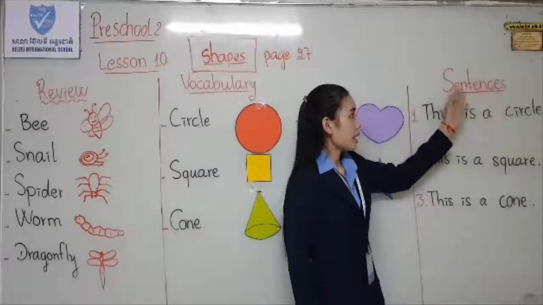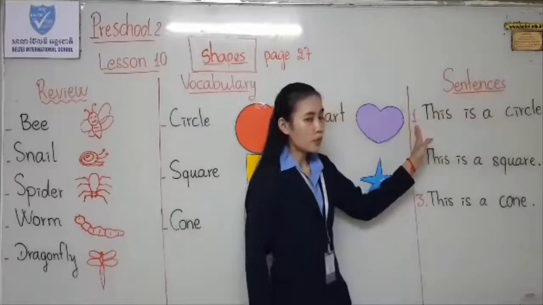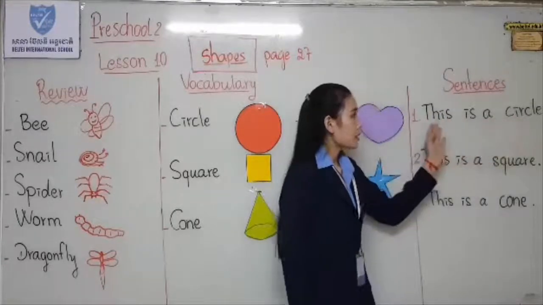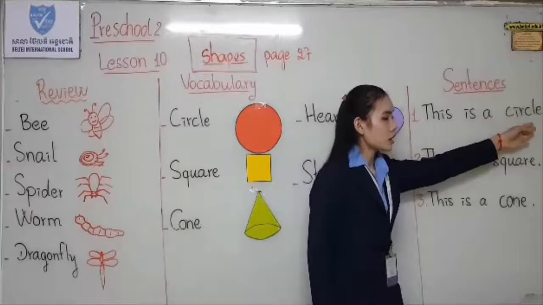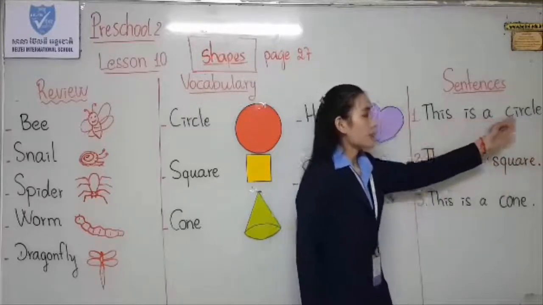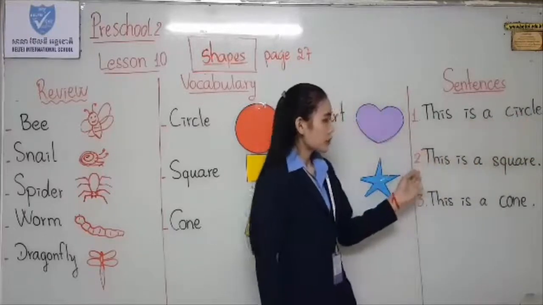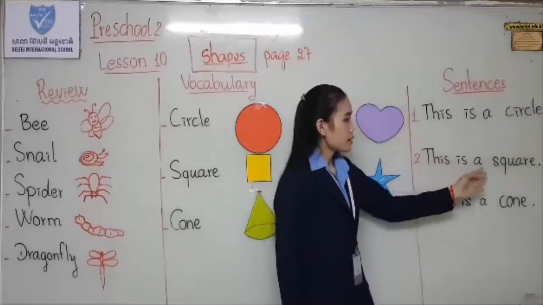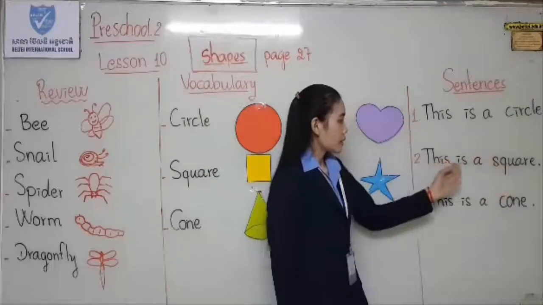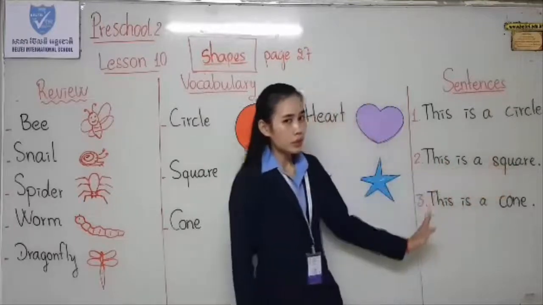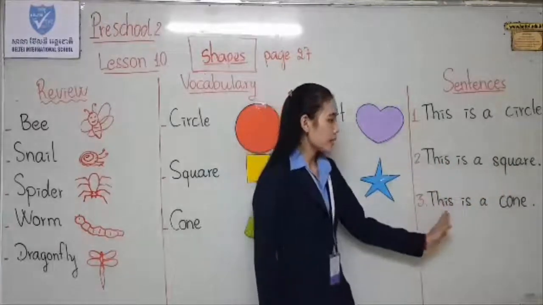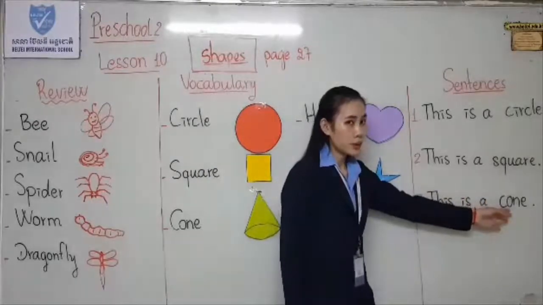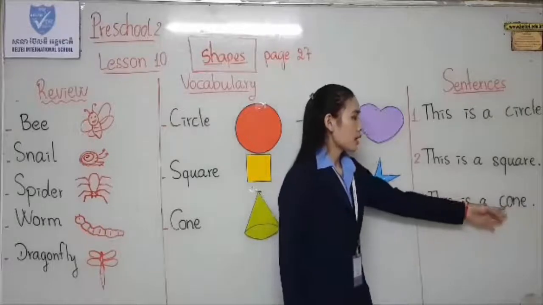Sentences. Number one, this is a circle. This is a circle. Number two, this is a square. This is a square. Move to the last sentence: this is a cone. This is a cone.